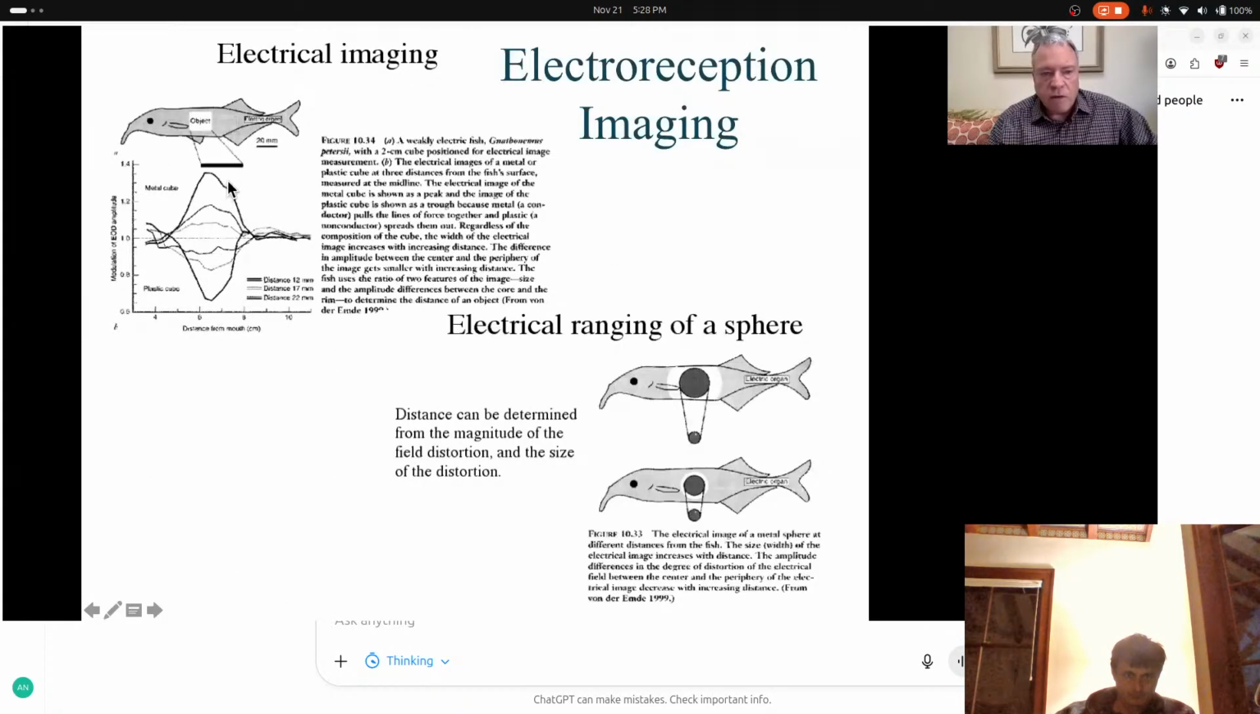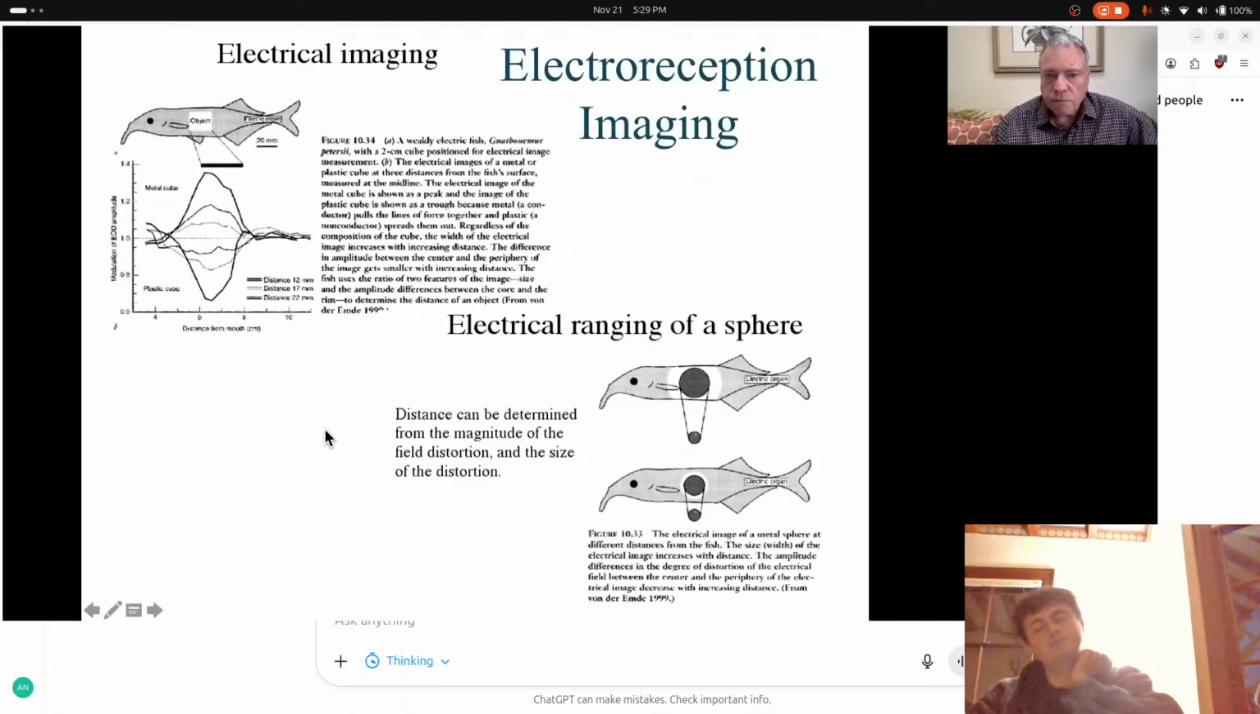And so here they're looking at a metal cube. Depending on how close it is, the closer it is, it creates a stronger signal. Whereas if you use a plastic cube, you're hyperpolarizing instead of depolarizing. And again, the closer it is, the stronger that signal is. So it's detecting both distance and quality of the object. And the other way it detects distance is the closer it is, the smaller the receptive field, the farther away it is, the bigger the receptive field that's being stimulated by the electric field. So detecting the position, distance, and quality of objects around it in these murky freshwater streams.